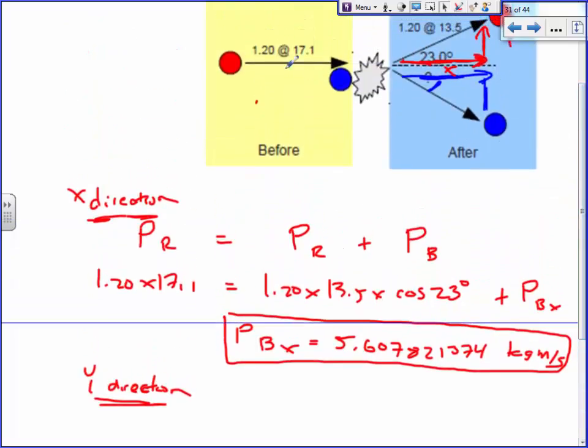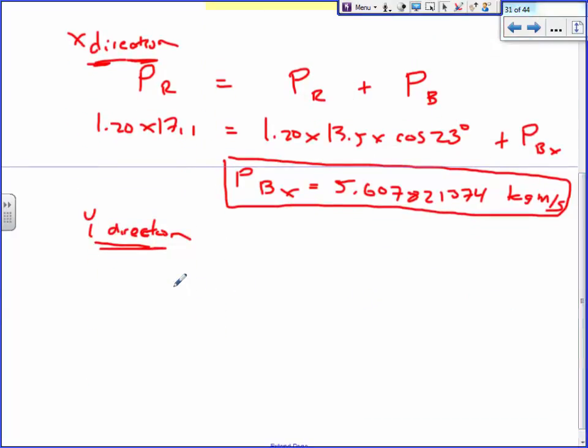As they began, how much y momentum did either of these rocks have? None. You can notate that if you really want to, but essentially, since this rock was only going in the x direction to begin with, there's nothing. Which means we need to account for the momentum of the red rock afterwards and the momentum of the blue rock afterwards.